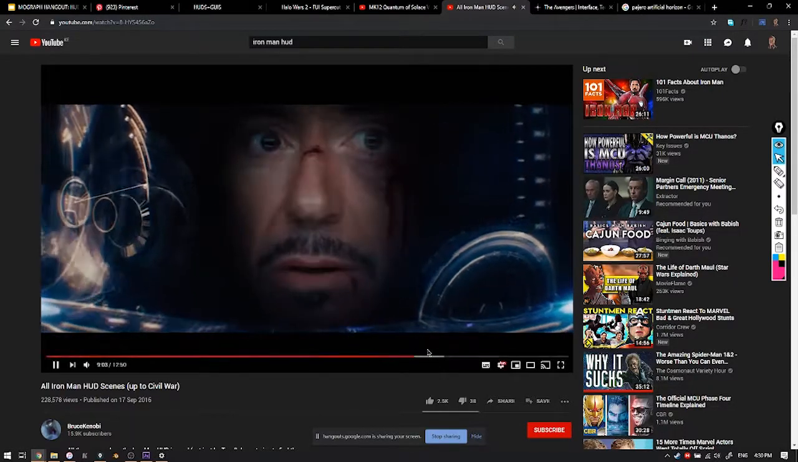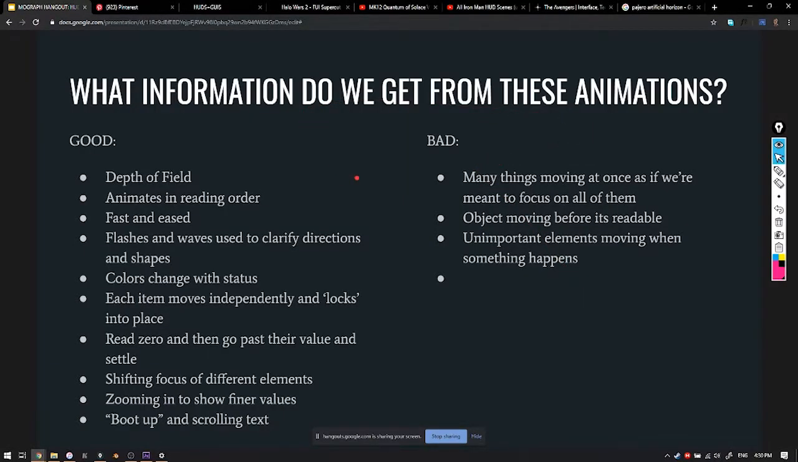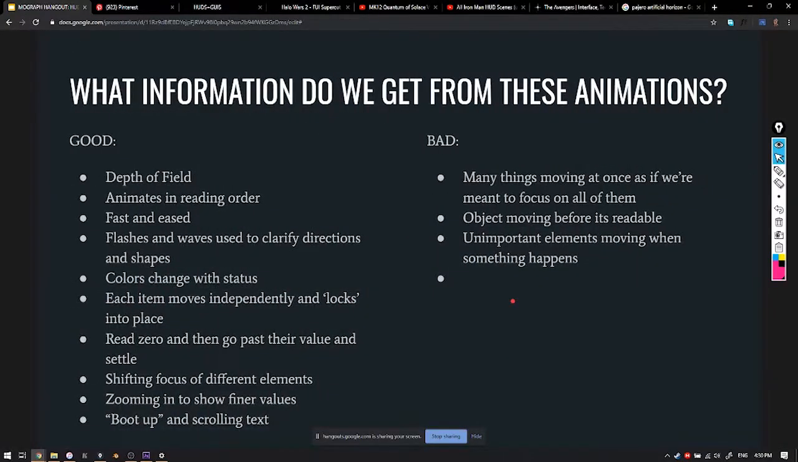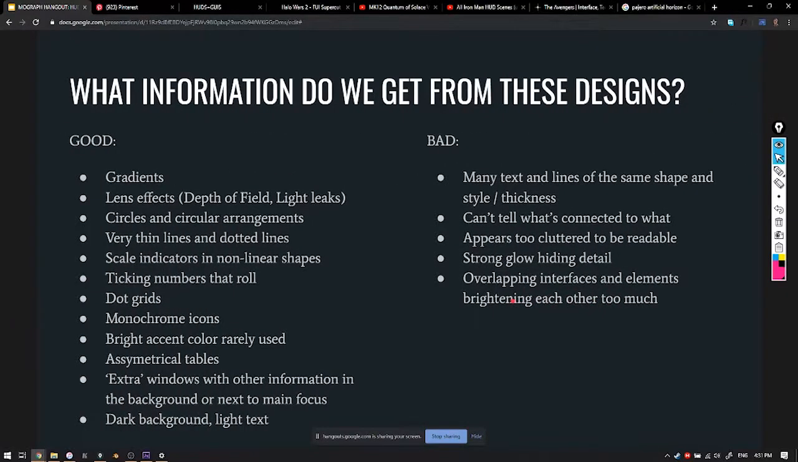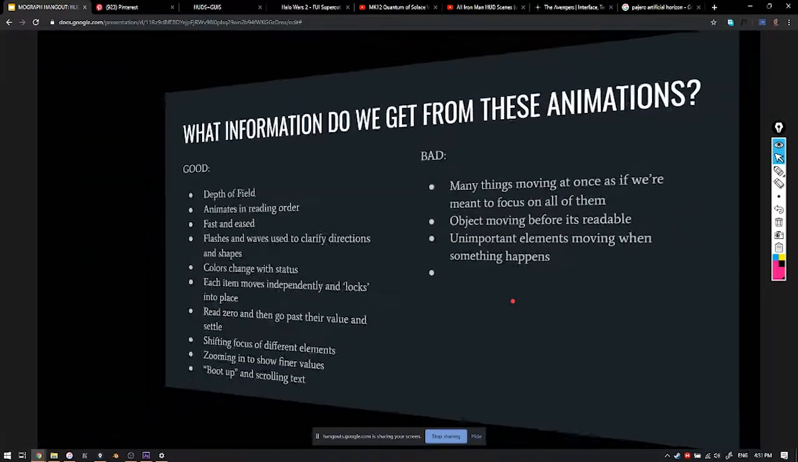Cool. That's Iron Man HUDs. So also check those out for the animation references. You can do 2 pages, one for design and one for animations, so that you get the best of both worlds. So design we'll be thinking about when we're doing the sketches, animation we'll be thinking about when we're executing.